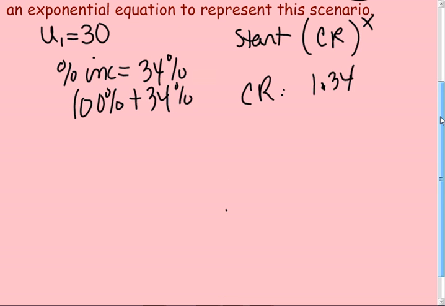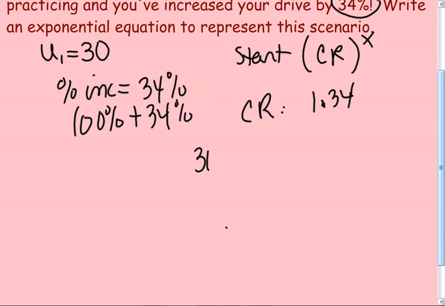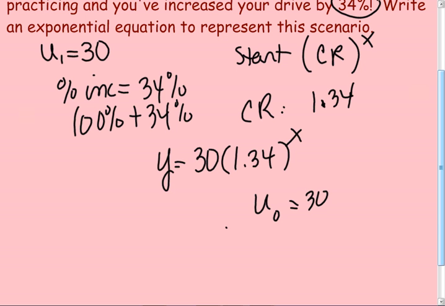The equation is your starting value, which is 30, times the common ratio, 1.34, to the x. We do another one. Oh yeah, we got lots to do. Because I don't understand. It's this formula. It's your starting value times your common ratio to the x. Is that the answer to this? Yes. If you want to do it in recursion, it's u0 equals 30. U sub n equals u sub n minus 1 times 1.34.